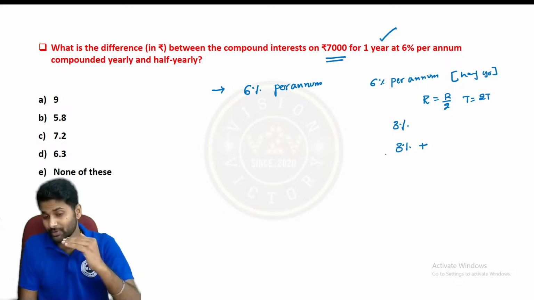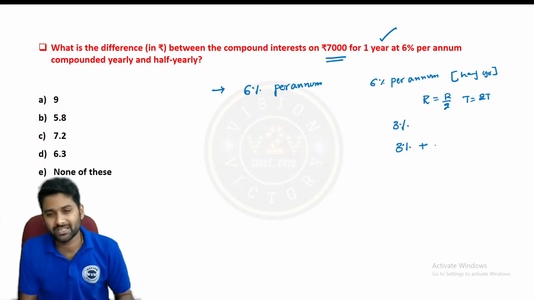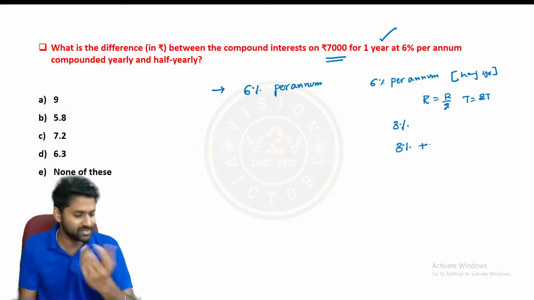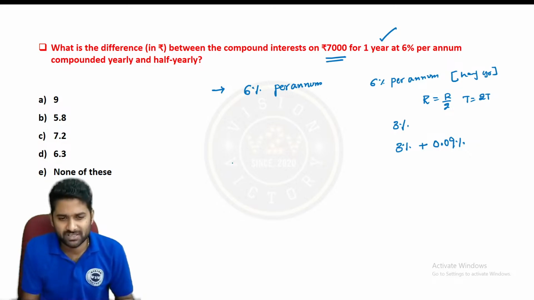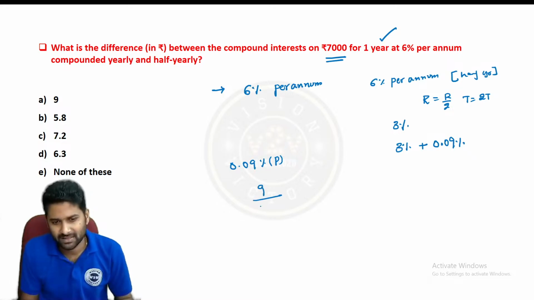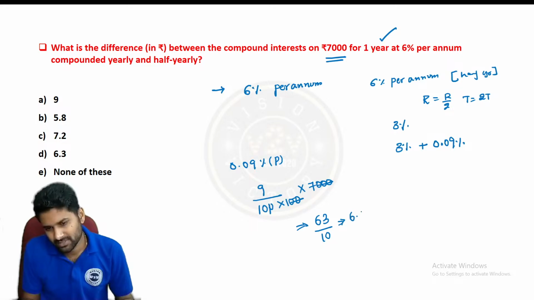So you should pay interest on the interest also. Interest on the interest means it's 3% of 3%. So the total value becomes 0.09%. Now how much difference can you see here? 0.09% of the principal. Is it? Now answer here: 9 by 100 into 100 is multiplied with the 7,000. So 63 by 10, it's all about 6.3.